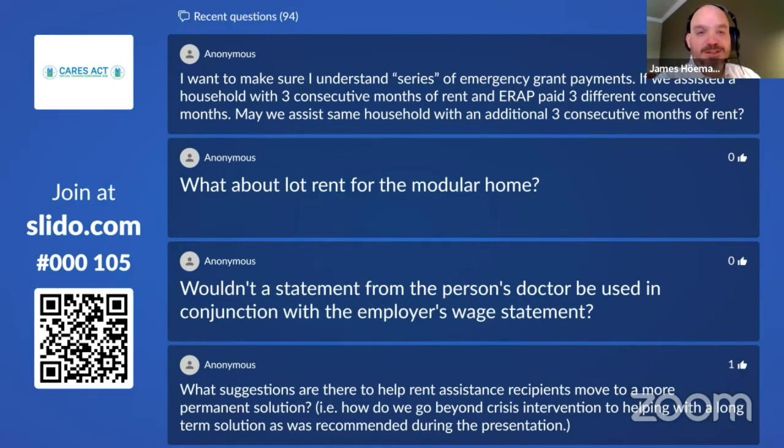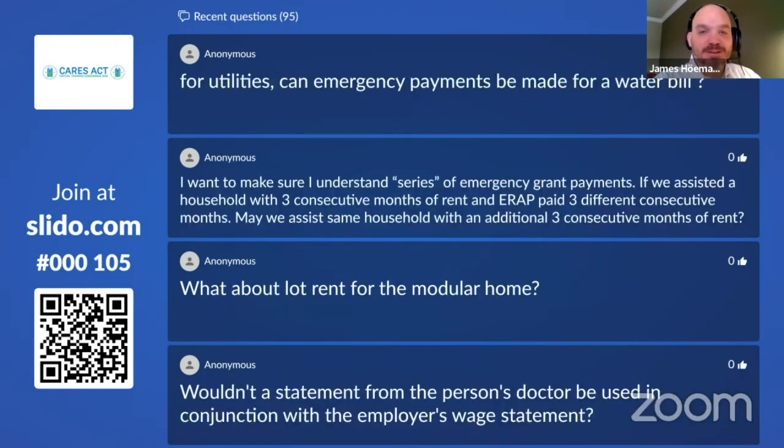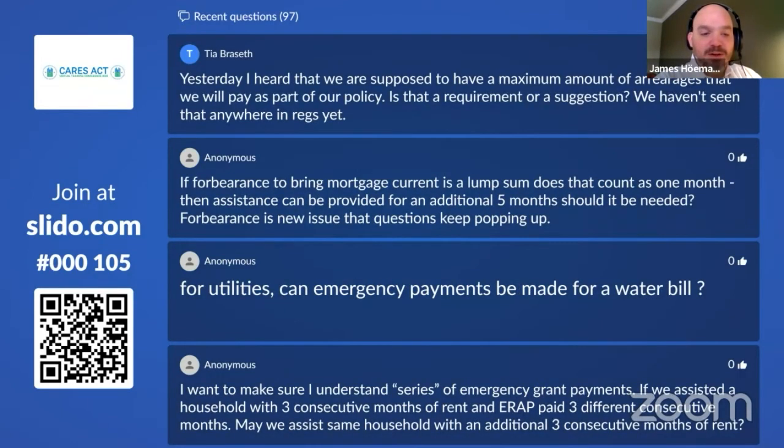An ERAP question. I want to make sure I understand a series of emergency grant payments. If we assisted a household with 3 consecutive months, then ERAP paid 3 different months. Maybe we assist the same household with an additional 3 consecutive months. The answer is no. They're consecutive months, so it's a series. So if you assisted them for a period of 3 consecutive months, and then you break that off, you stop that period, well, that's it.